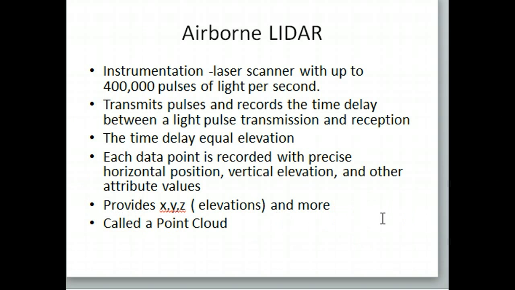So what we get from each of those 40,000 pulses of light per second is an x coordinate, a y coordinate, and the elevation or the z coordinate, okay? And all of that data together is called a point cloud.